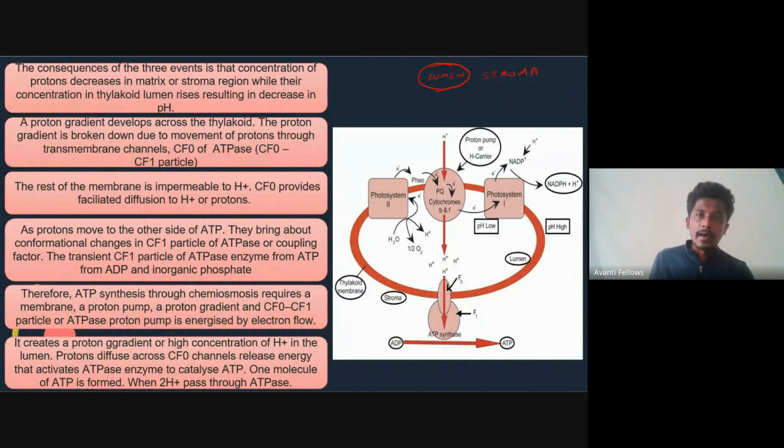Now we will understand the relationship of the H plus concentration in two regions. One is the lumen, the other one is the stroma. Stroma is outside the thylakoid and lumen is within the thylakoid. Now, there should be the establishment of hydrogen ion concentration. How does it happen? It happens in three important regions. It is very, very simple to understand.